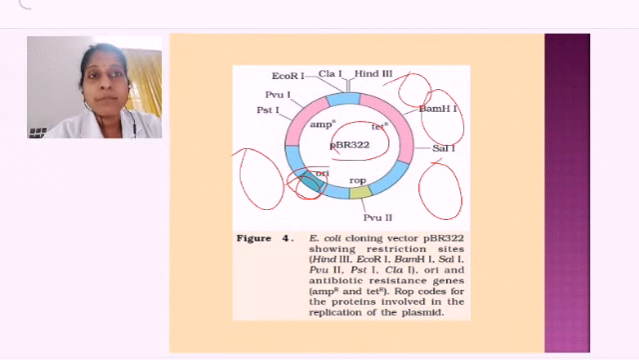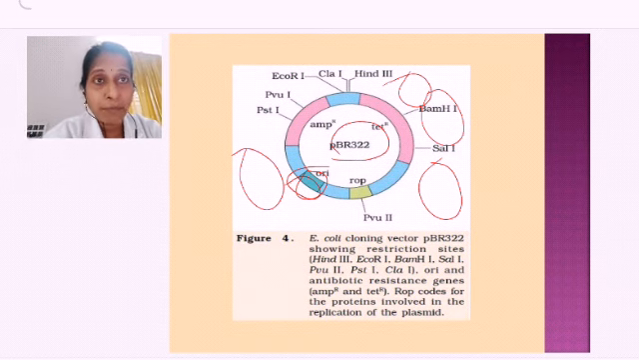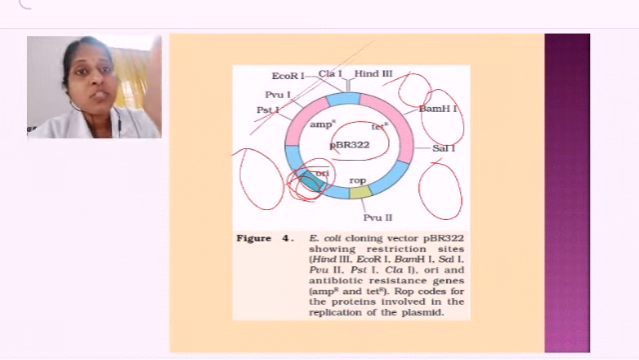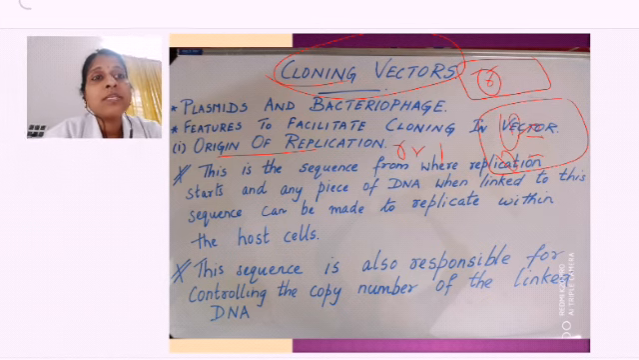In that case, I am going for a vector. With one, it is not possible. So I want to make a number of copies, for which the important thing a vector should have is the site sequence, which is called as what? The ORI sequence, right? So this is regarding your ORI sequence. This is the sequence from where replication starts.